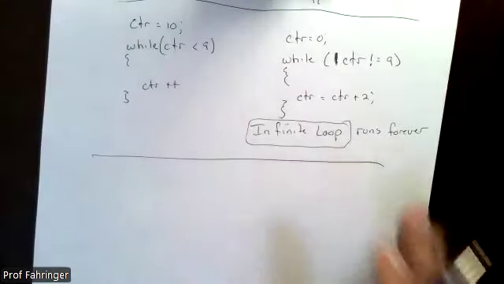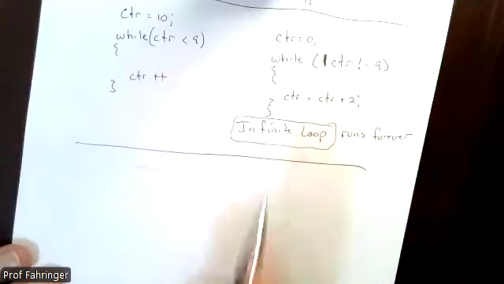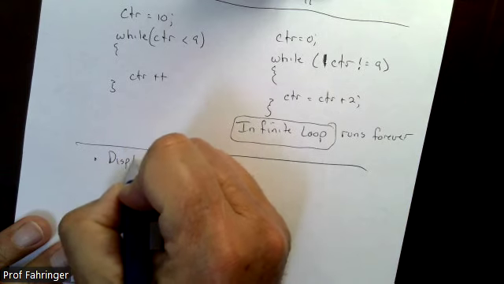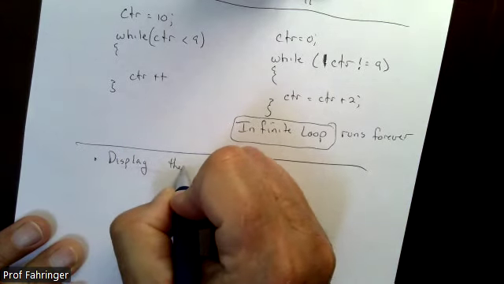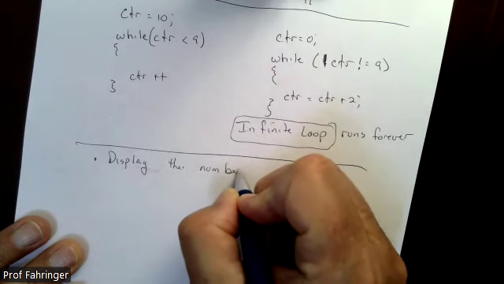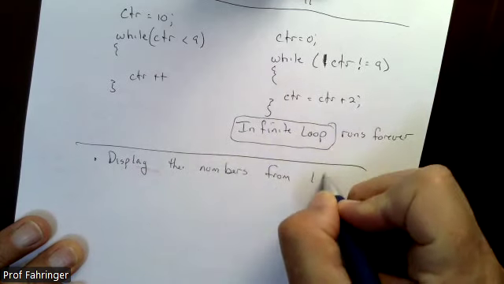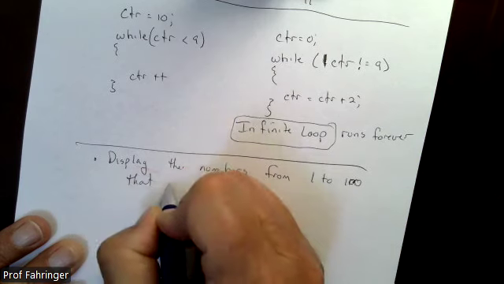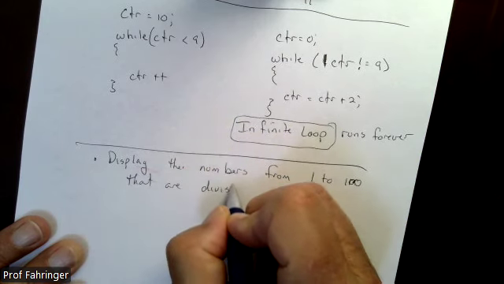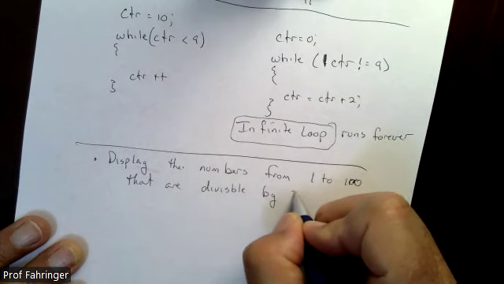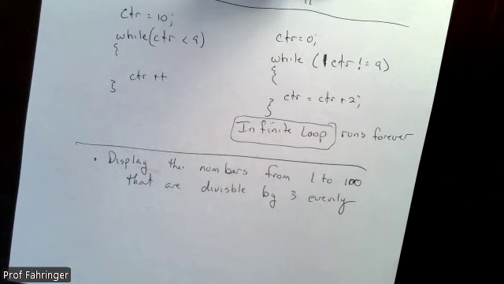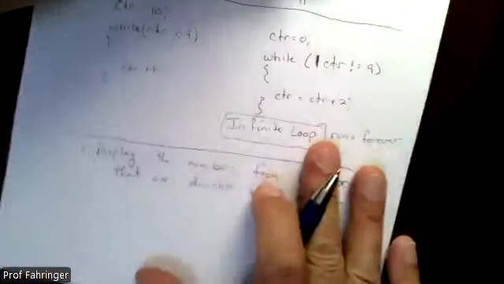Okay. What do I want you to do? Well, with the paper and pencil in front of you, I would like you to display the numbers from 1 to 100 that are divisible by 3 evenly. Display the numbers from 1 to 100 that are divisible by 3 evenly.